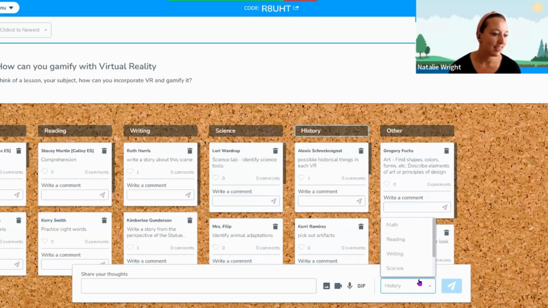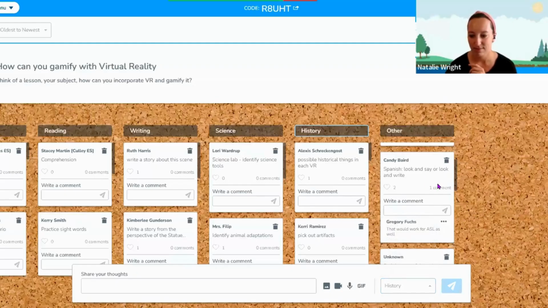Math facts. Solving a math scenario. I love it for word problems because if I have a word problem, maybe it's set in New York, then I can show this as almost like a brain break after that. And then we can do a quick I Spy with that. Find shapes, colors, forms. Ooh, art. This would be very fun for art.